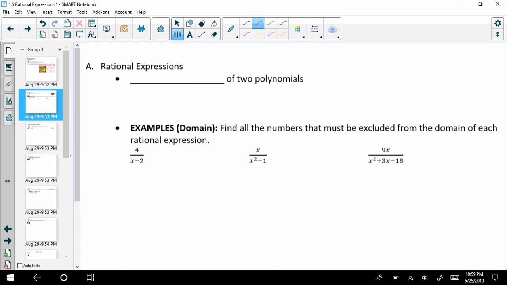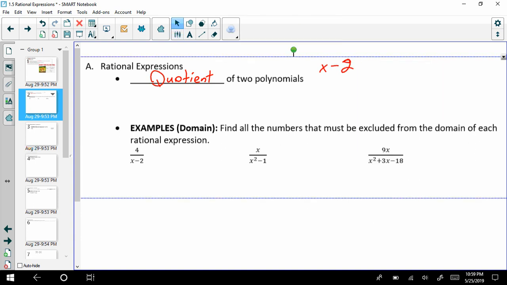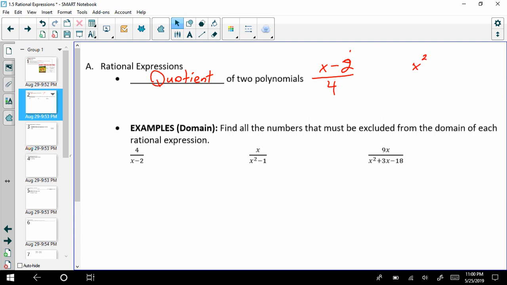If it is a rational expression, that means it can be represented as the quotient of two polynomials. Quotient, remember, refers to division. So an example of a rational expression could be something like this: x minus 2 over 4. It's an expression that's represented as a fraction, which is why it's rational. Or it could be something a little bit heavier, like x squared plus 1 over x squared plus 2x minus 3. That is a rational expression. It's two polynomials being divided.